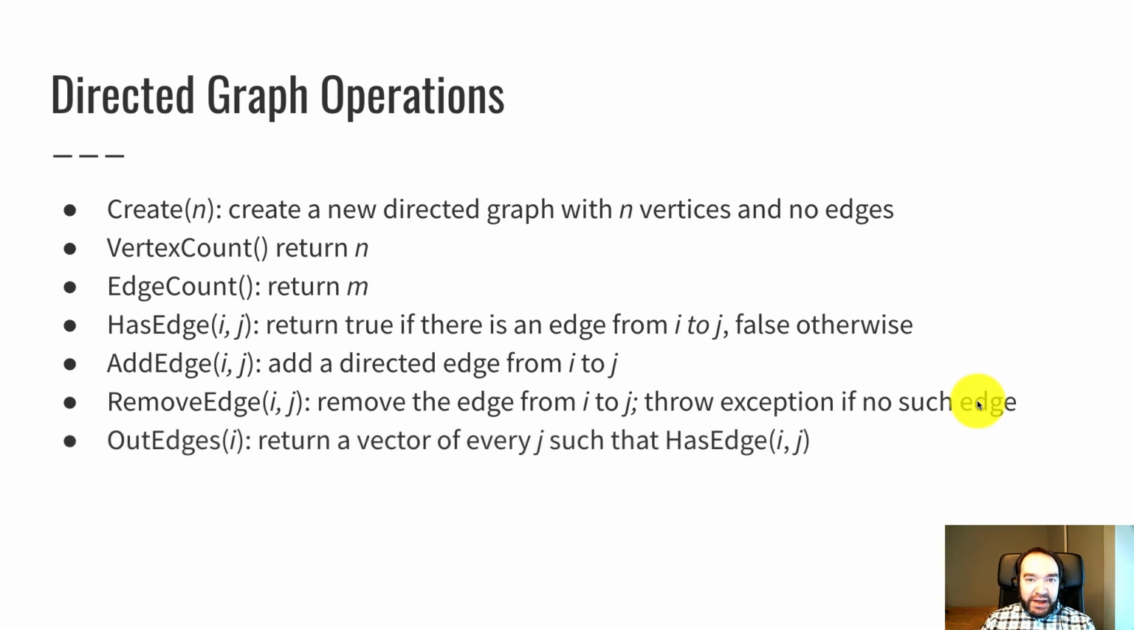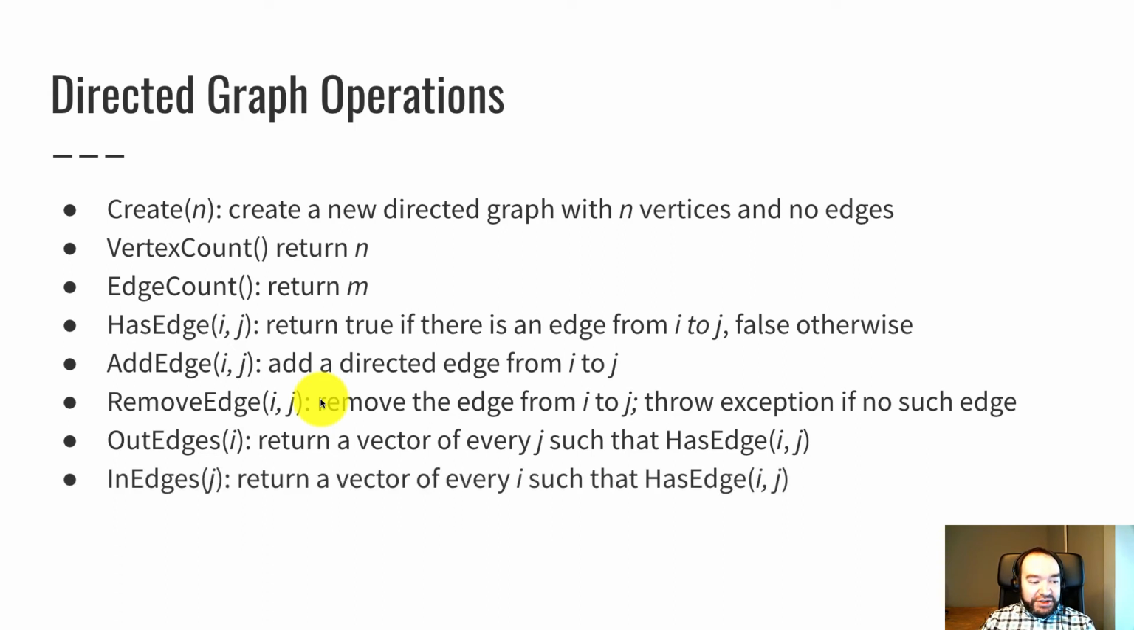Out edges of i returns a vector of every j such that has edge i j is true. Another way of saying this is that it's a vector of all of the vertices that have an outgoing edge from i to that other vertex. And in edges is the other way around. In edges of j returns a vector of every i such that has edge i j is true.